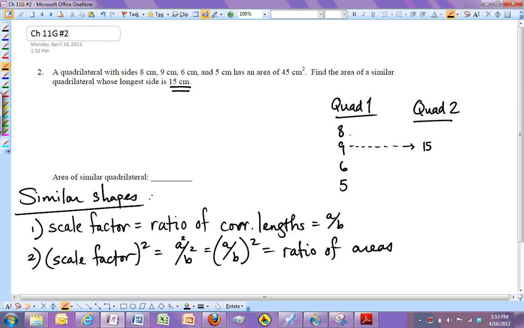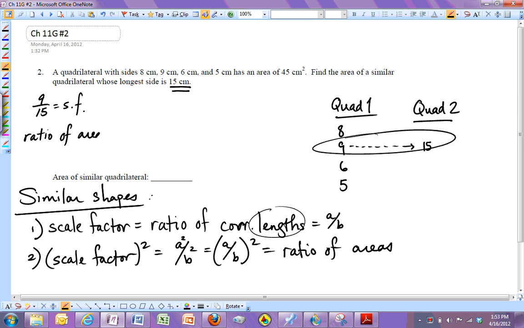Okay. Well, the 9 over 15, those are sides. So that goes into category 1. They're lengths. So 9 over 15 is my scale factor. So if I want to figure out the ratio of areas, I've got to square it. So the ratio of areas is going to be 9 squared to 15 squared. So that comes out to be 81 over 225.